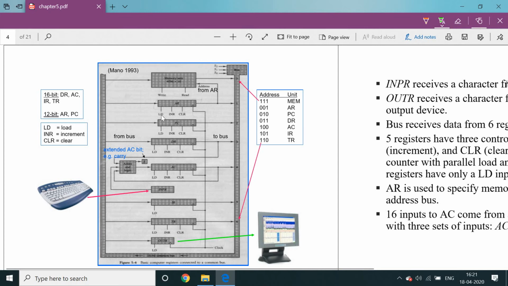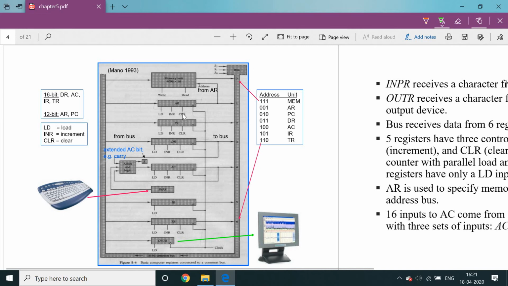For example, when the load control is activated, the information available on the common bus is loaded into the address register. Increment means that if the INR control signal is activated, the 12-bit information inside the address register, because its size is 12 bits, is added with one more binary value, that is +1, and the result is stored back into the address register itself.